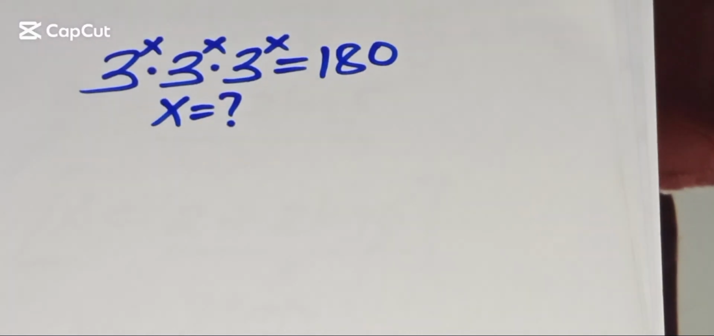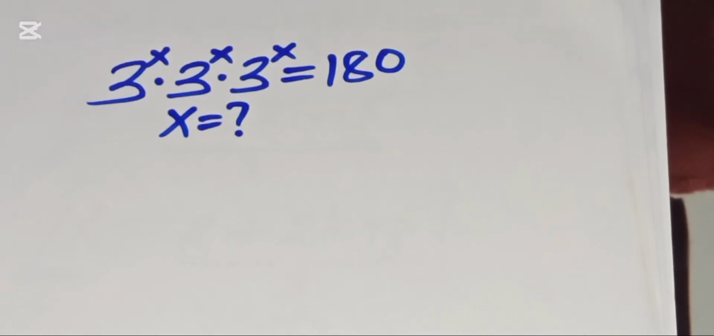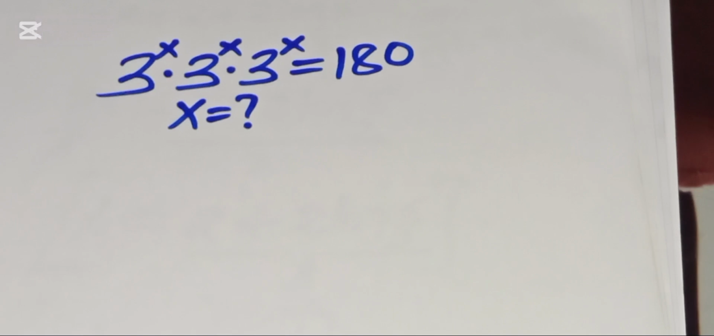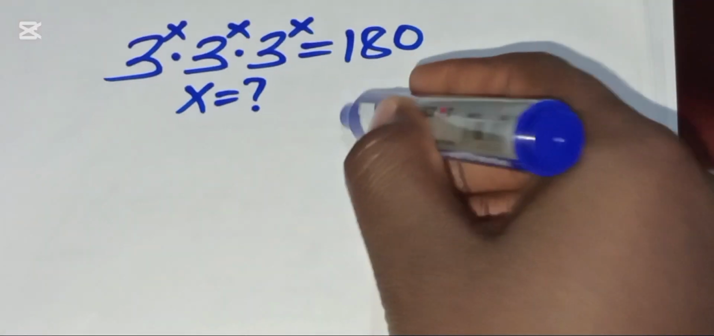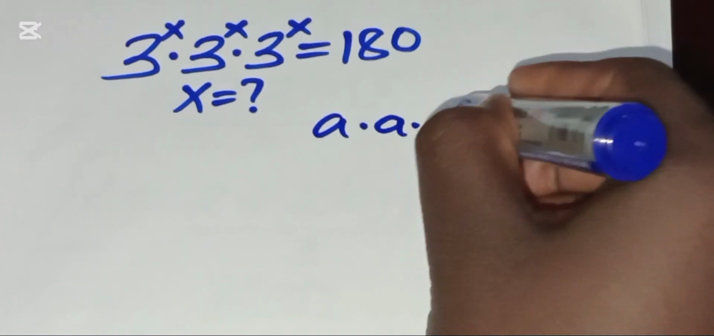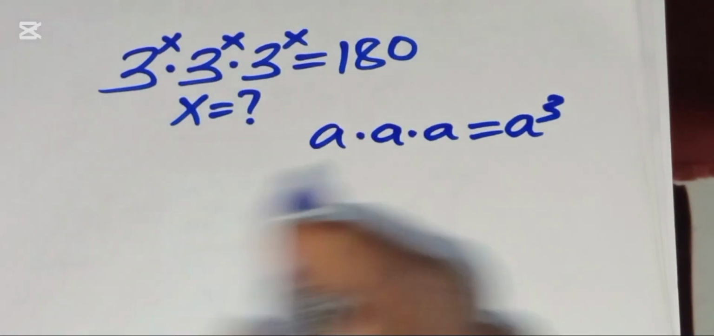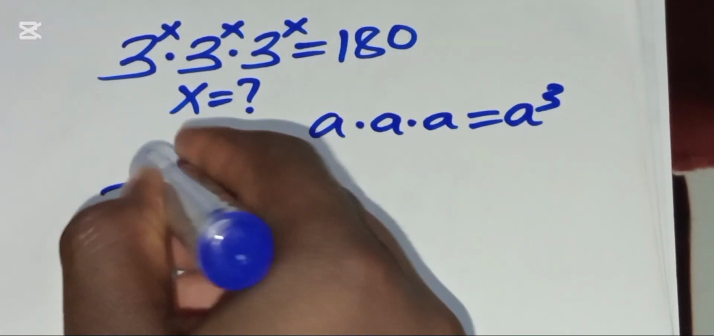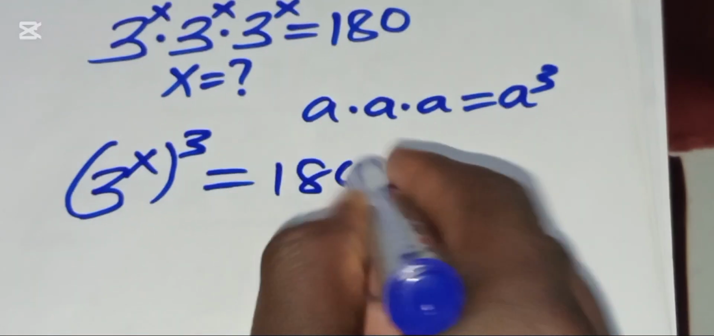Hello everyone, let's present a solution to this nice exponential equation: 3 raised to power x multiplied by 3 raised to power x multiplied by 3 raised to power x is equal to 180. As you can see, this exponential equation is in the form of a multiplied by a multiplied by a, which is a cubed. Applying this property, this is the same thing as 3 raised to power x, raised to power 3, which is equal to 180.